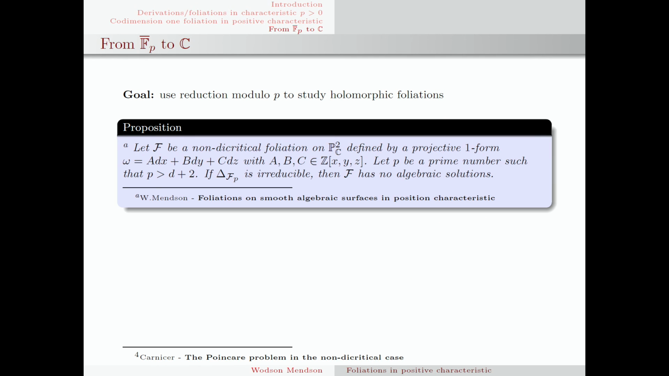So the goal is the reduction modulo p piece: to use this technique to study more foliations. I will give you examples. So we have this example here. If we start with a non-dicritical foliation in P2, defined by this one-form here, and you take a prime p that satisfies this condition here, you can check that if this divisor is irreducible, then F has no algebraic solution.